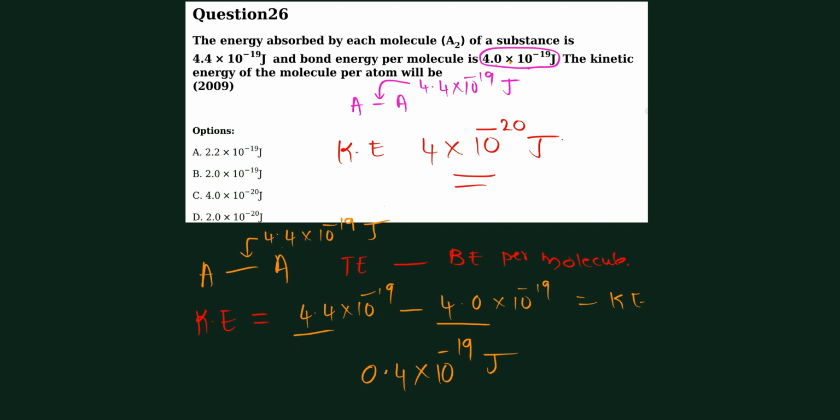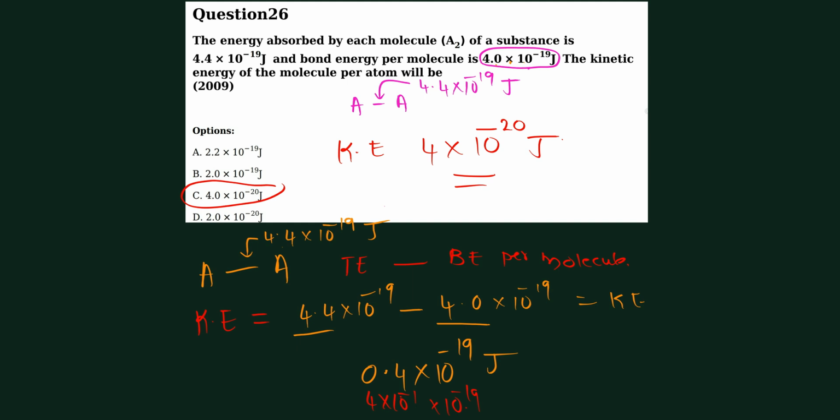4.4 into 10 power minus 19 minus 4 into 10 power minus 19. The difference is 0.4, and 10 power minus 19 is common, so the answer is 4 into 10 to the power of minus 20 joules. Is that understood? 0.4 we can write as 4 into 10 power minus 1 times 10 power minus 19. If bases are equal, powers can be added. Minus 1 minus 19 becomes minus 20. Is it clear, everyone? Okay, so move on to the next question.